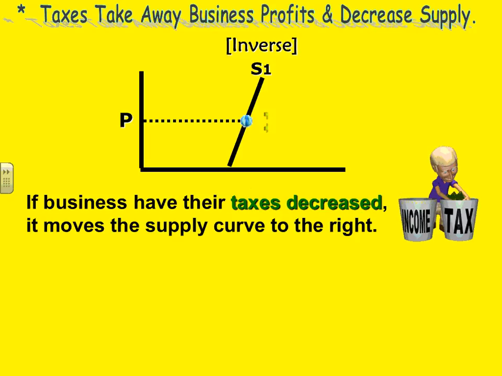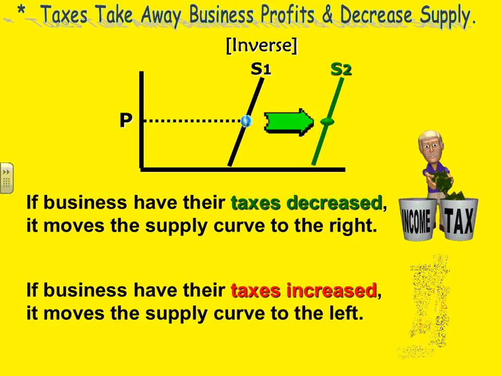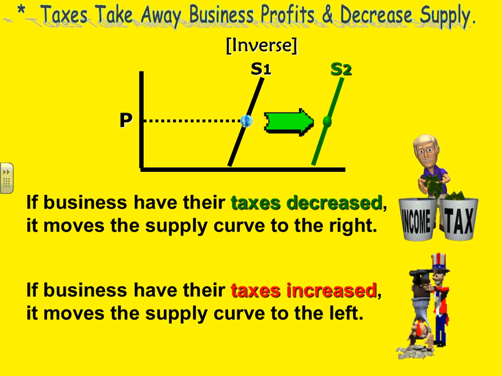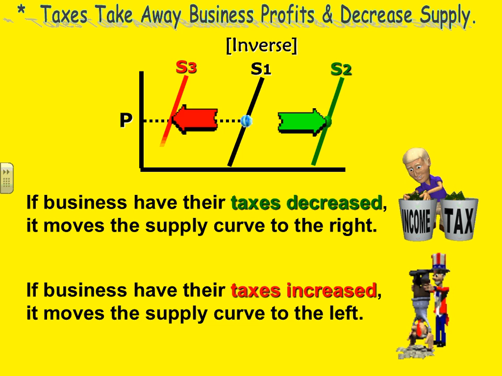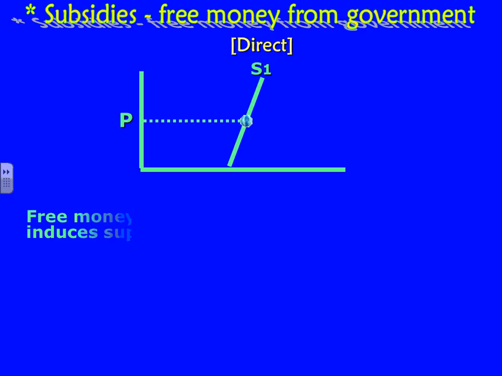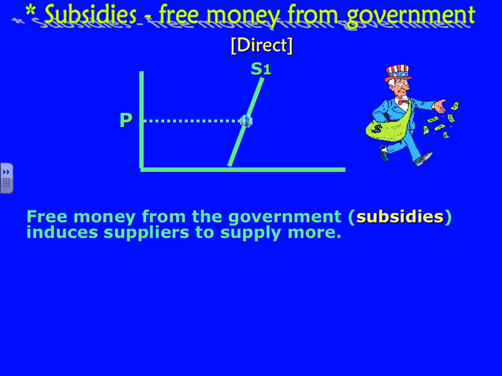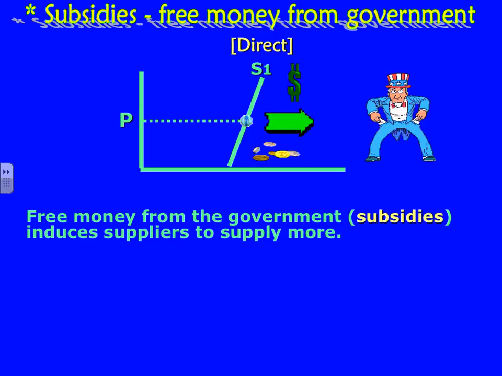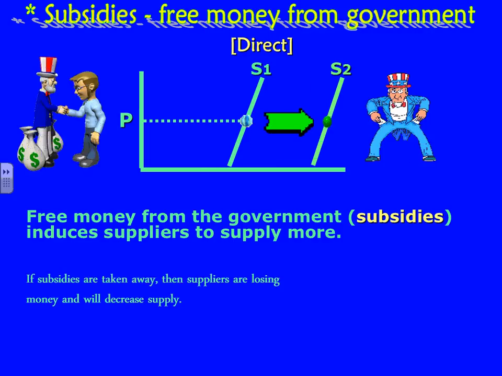So yeah, taxes are a pretty easy one to spot. If taxes go down, it's a positive shift. Taxes go up, which they normally will, then it will be a negative shift. Okay, subsidies, free money from the government. If the government offers a subsidy, it's a positive shift. And if they take them away, it would cause a negative shift to that market.